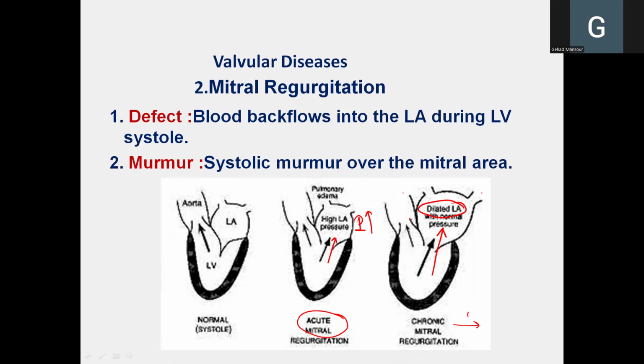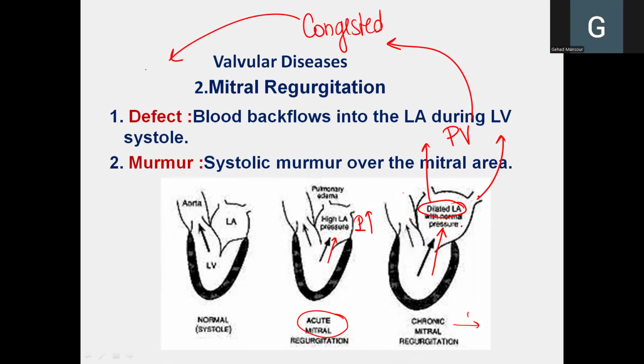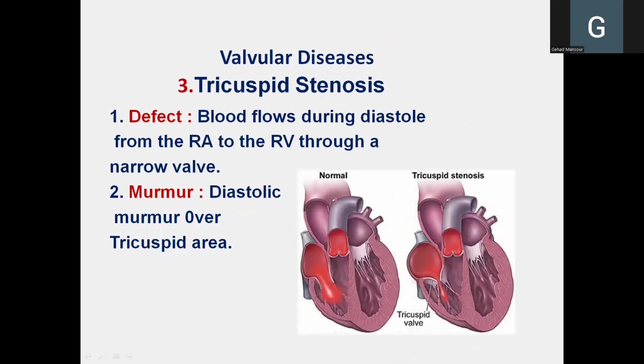But all the rest is similar, because when there is more blood than usual in the left atrium, then there will be backflow across the pulmonary veins and then backflow to the lungs. We will have congested lungs and dyspnea, and then on the long run, this backflow will affect the right atrium and the right ventricle.